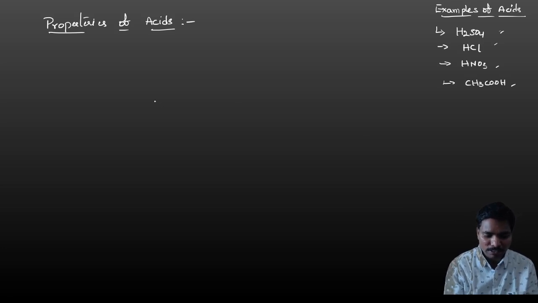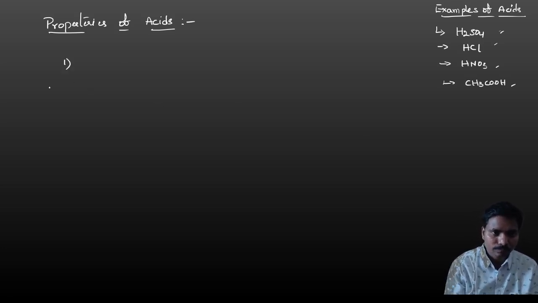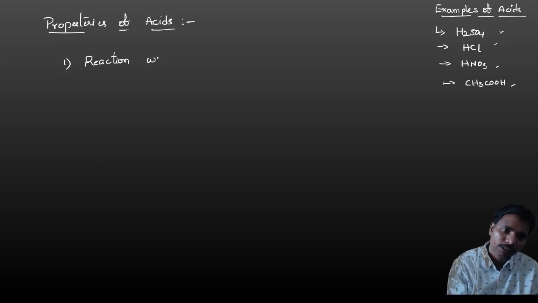So properties of acid. First important property, reaction with the metals. Very important point, reaction with the metals.